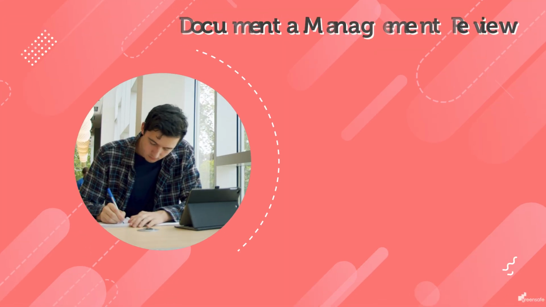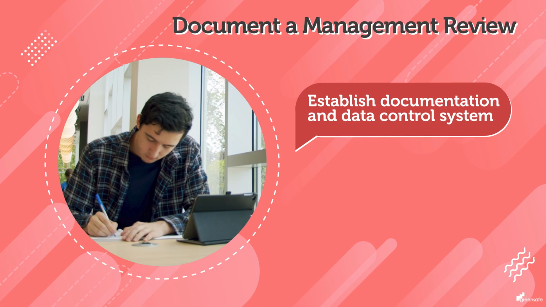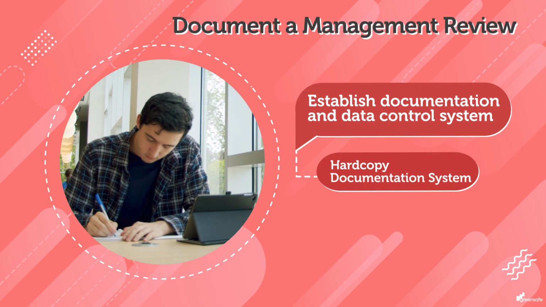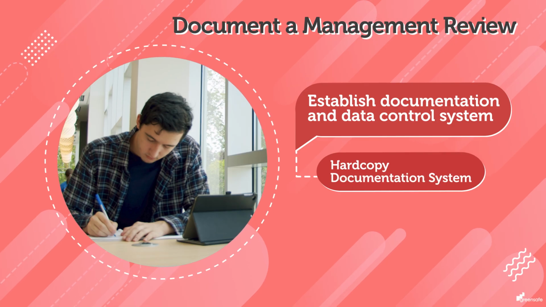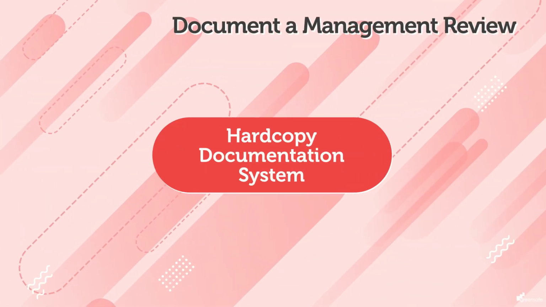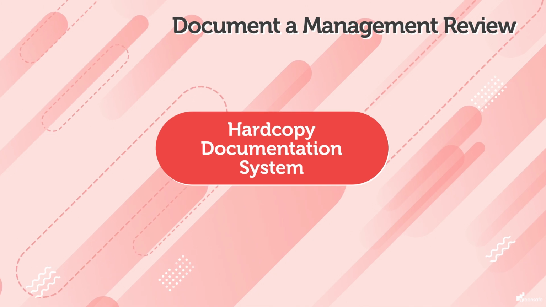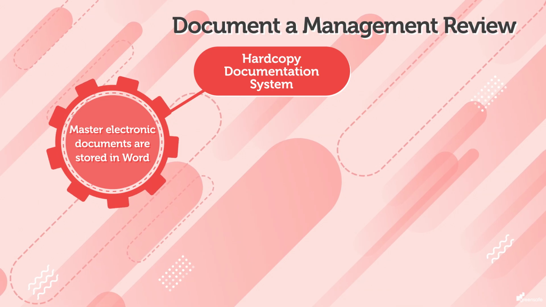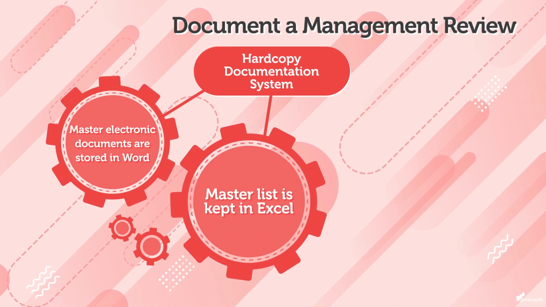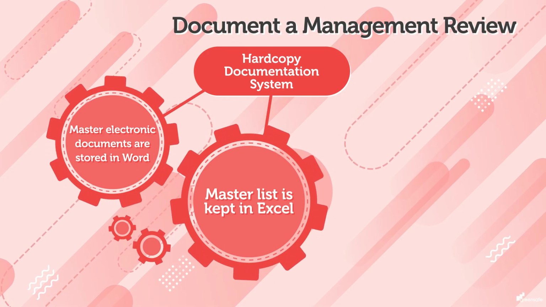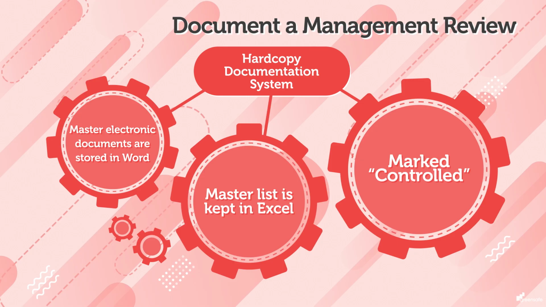There are two kinds of documentation and data control system to be established. The first kind is the hard copy documentation system, and the second kind is the online documentation system. Let's run through the first kind. For the hard copy documentation system, the master electronic documents are stored in Word. A master list is prepared and kept in Excel, and hard copies are copied onto paper that is marked controlled.